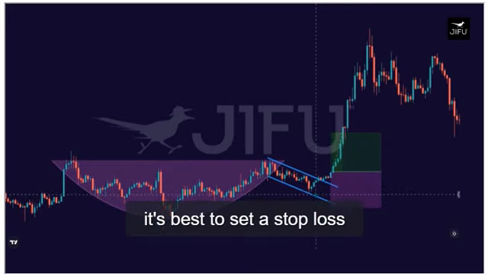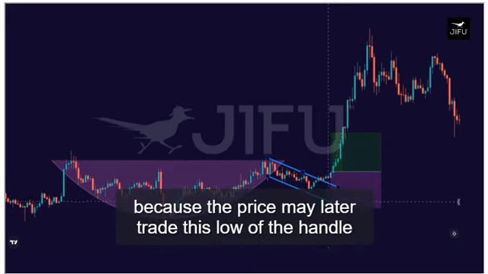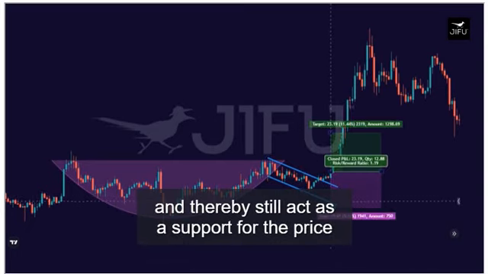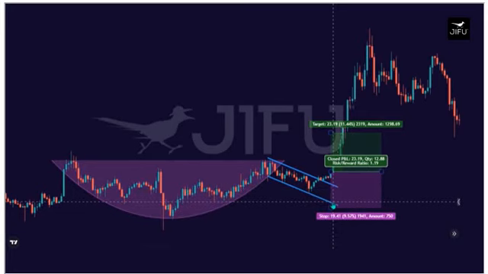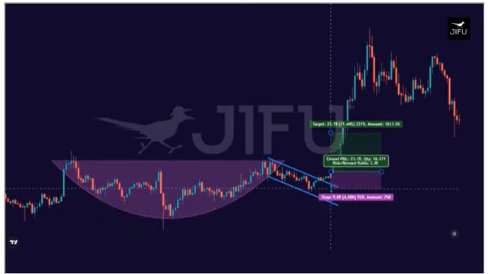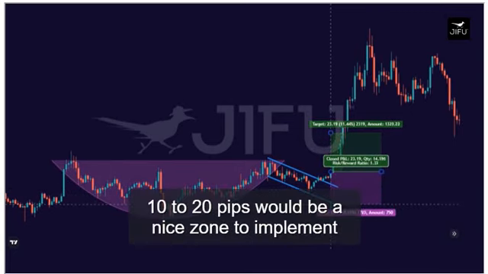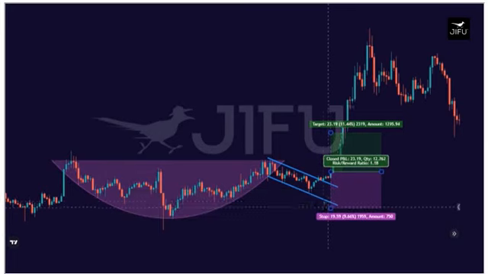It's best to set a stop loss some pips below the low of the handle because the price may later trade this low of the handle and thereby still act as a support for the price. If you place your stop loss too close to the low of the handle, price may end up hitting your stop loss. Therefore, 10 to 20 pips would be a nice zone to implement our stop loss.